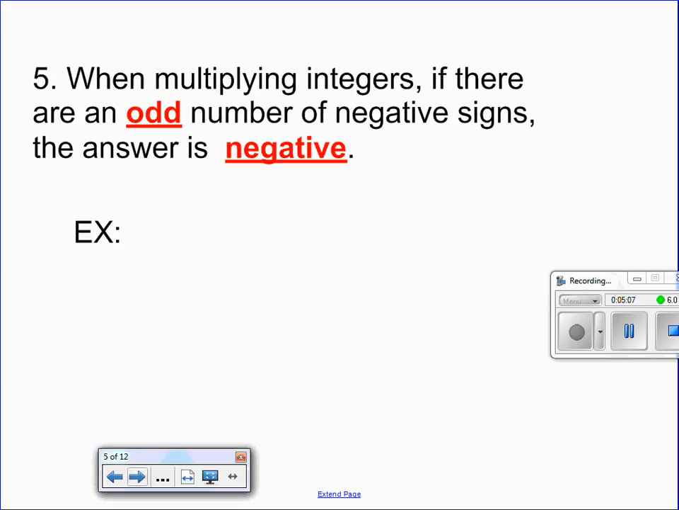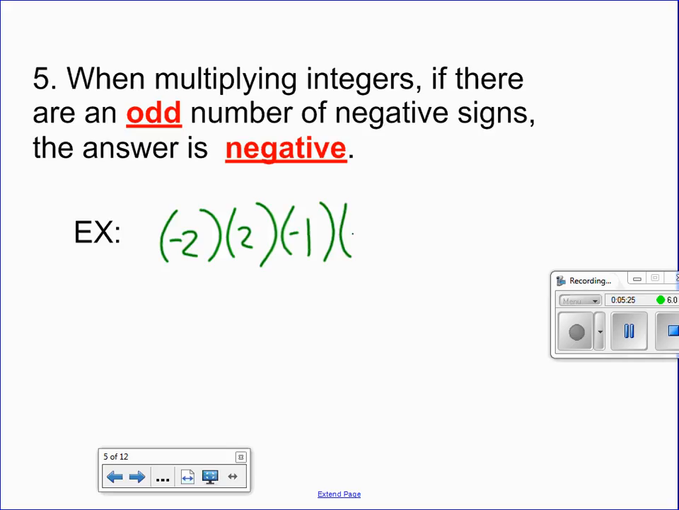That being the fact, number 5, when multiplying integers, if there is an odd number of negative signs, the answer is negative. Okay, now I'm going to count my negative signs. 1, 2, 3. There are 3 negatives, so my answer will end up being negative. So now I can go ahead and multiply. 2 times 2 is 4, times 3 is 12. The answer is negative 12.